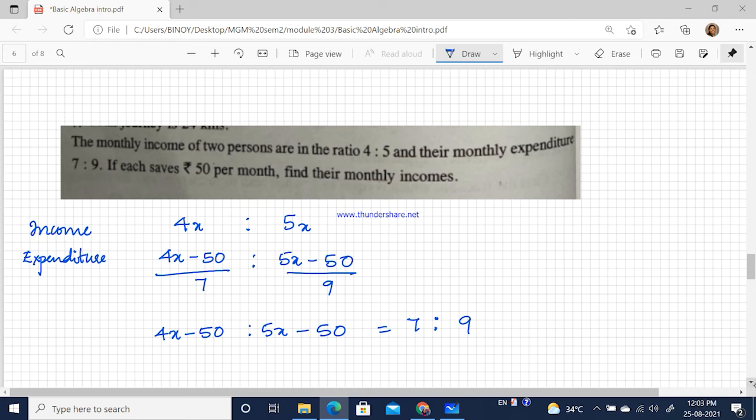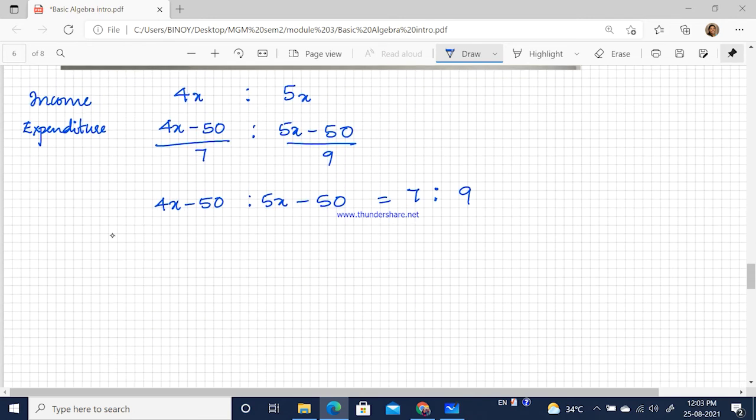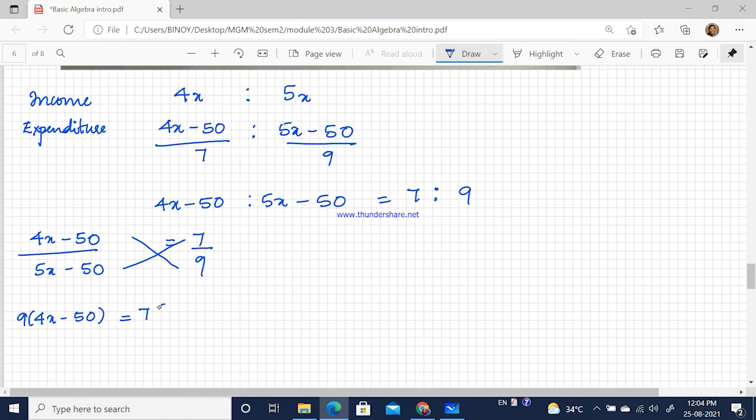So we can make it as a fraction, that is nothing but (4x minus 50) by (5x minus 50) is equal to 7 by 9. We have considered this in the form 4x minus 50 is to 5x minus 50, that is equal to 7 is to 9. So cross multiplying, it will be 9 into (4x minus 50) is equal to 7 into (5x minus 50).